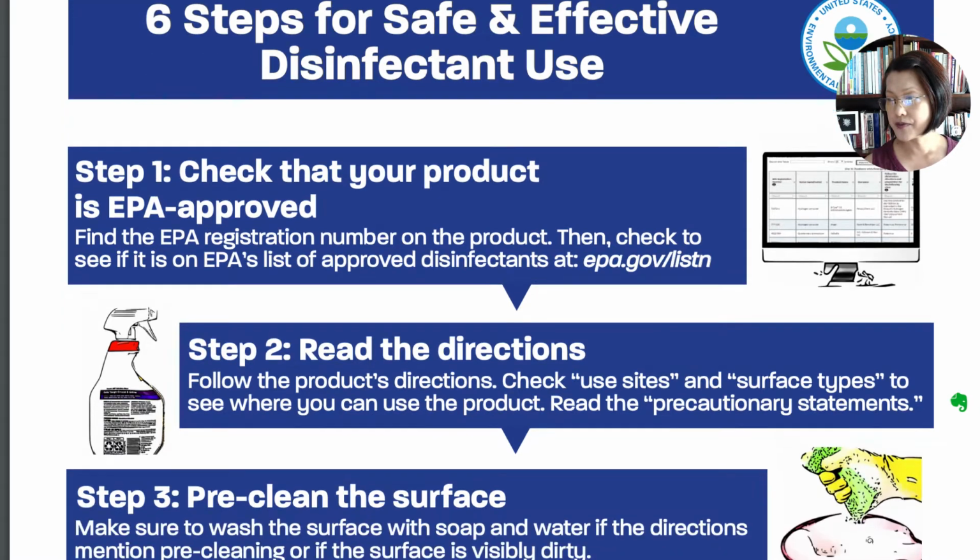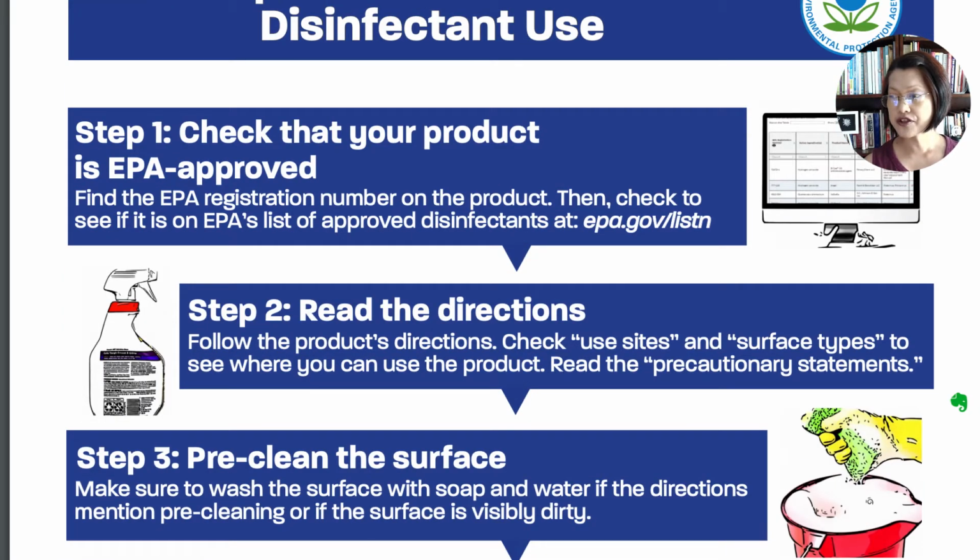The first step is to check that your product is EPA approved. EPA is the Environmental Protection Agency in the United States. So, for the most part, this is really applicable only in the United States. And I say that because a lot of the products that are made in Canada and available only in Canada will not be or may not be on that EPA list.